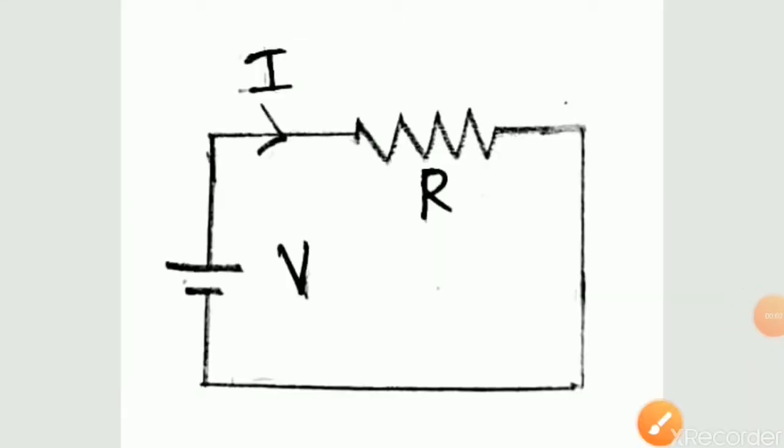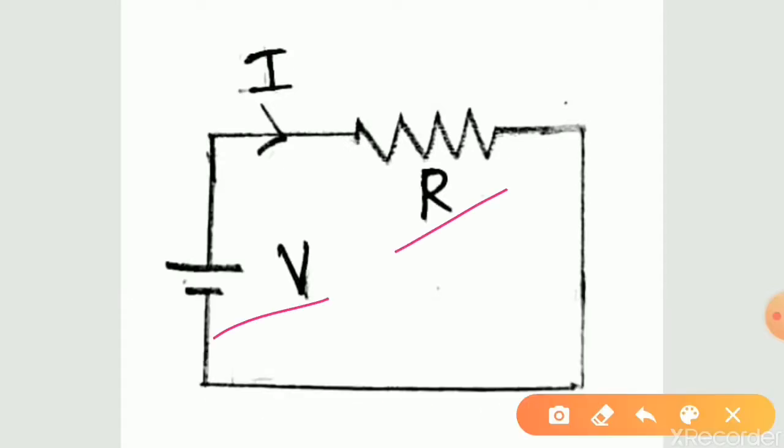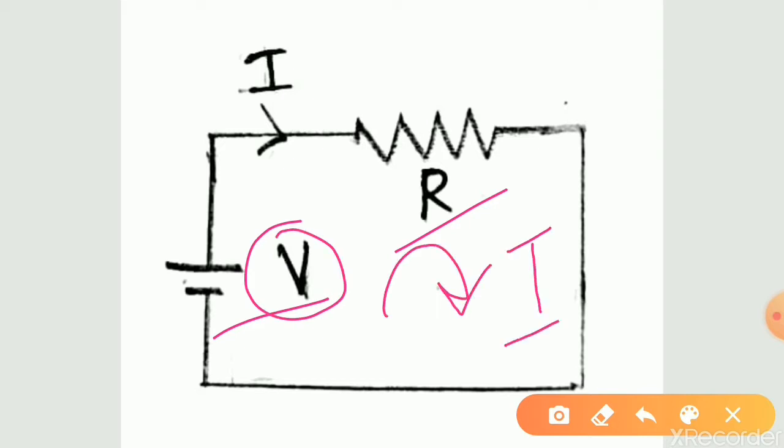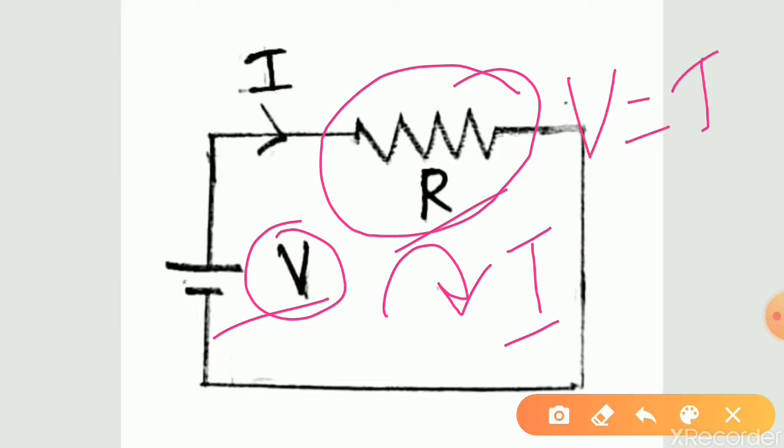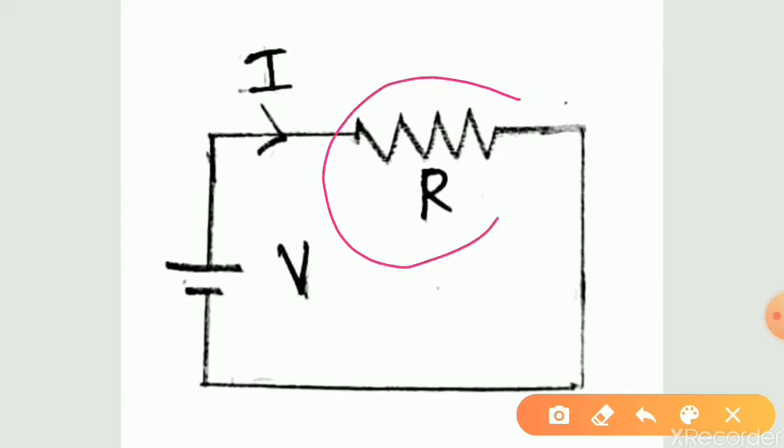Let us consider a simple electrical circuit having applied voltage V and resistor R. On applying voltage, current I starts flowing through the circuit. If we need to find the amount of voltage drop across a resistor, it can be found from Ohm's law, that is V is equal to I into R. Similarly, for the same circuit, if we need to find current flowing through the resistor, according to Ohm's law I is equal to V by R.